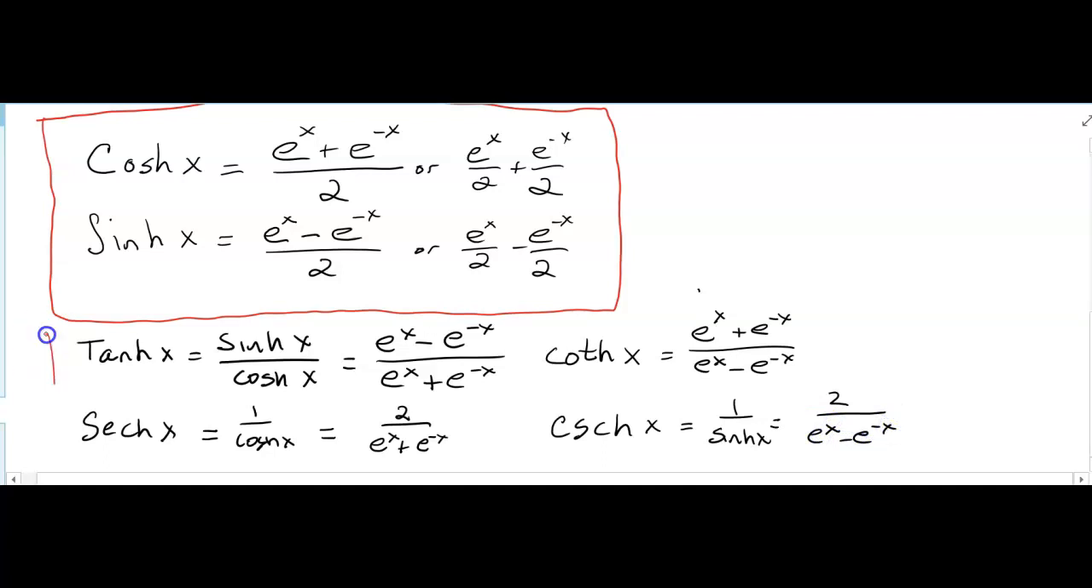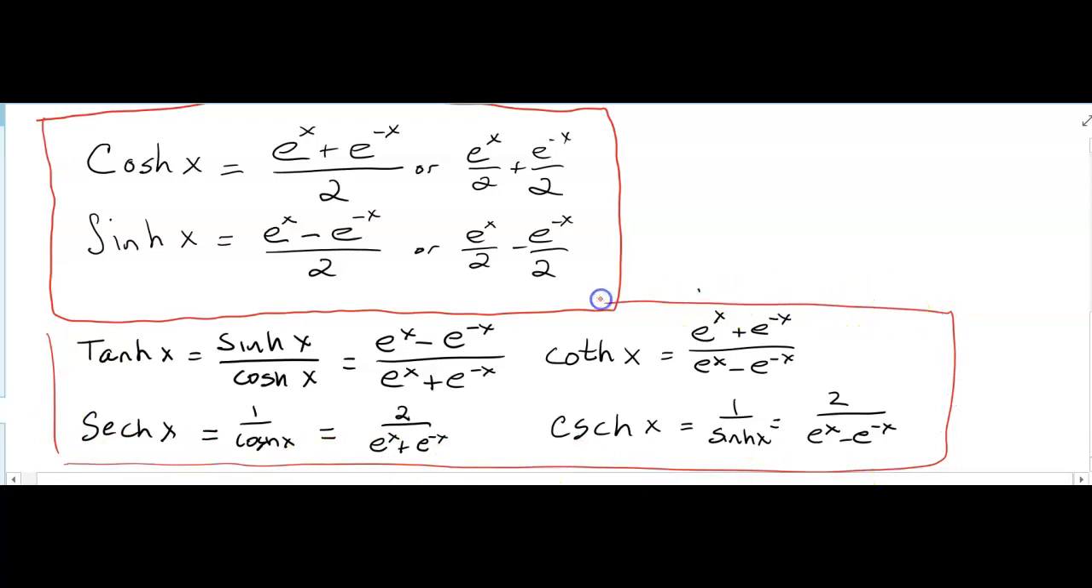So we'll put that also all in red. And these are all of your relationships that you do need to know for your hyperbolic functions. But if you know cosh and sinh, you can kind of derive the others from that. So I do expect you to know this part for the test.